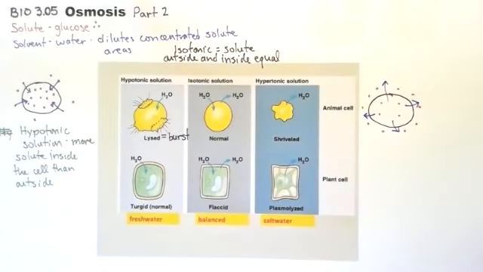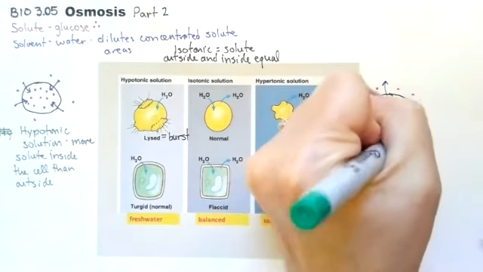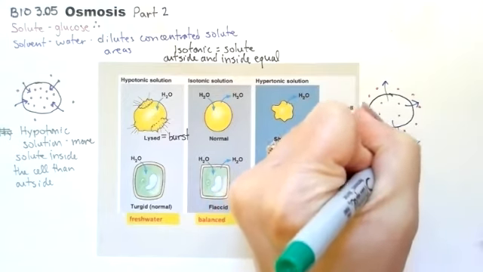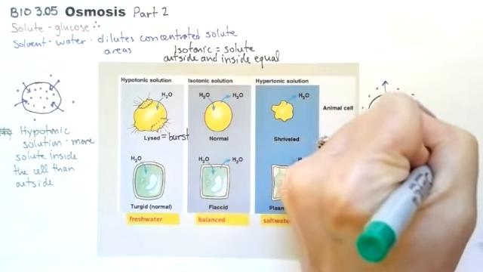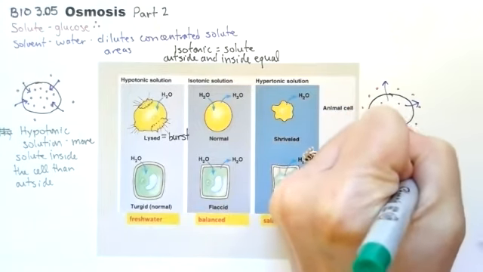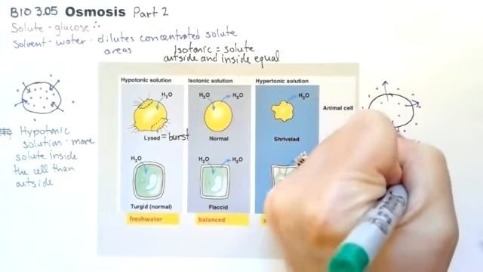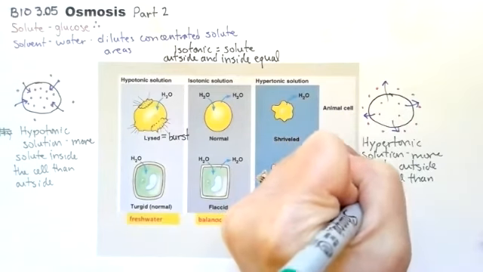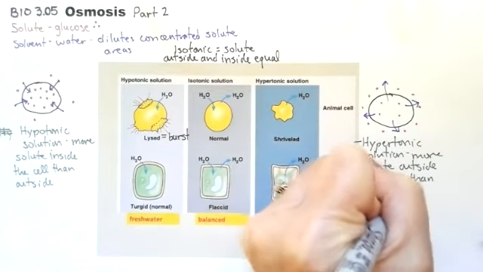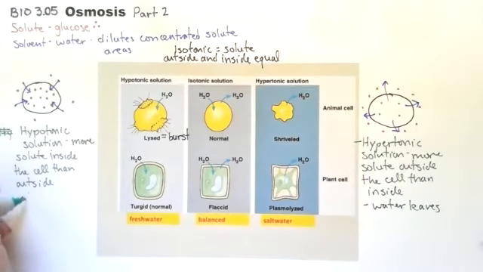We call this hypertonic. For a hypertonic solution, there is more solute outside the cell than inside. Water leaves. Over here, water enters.